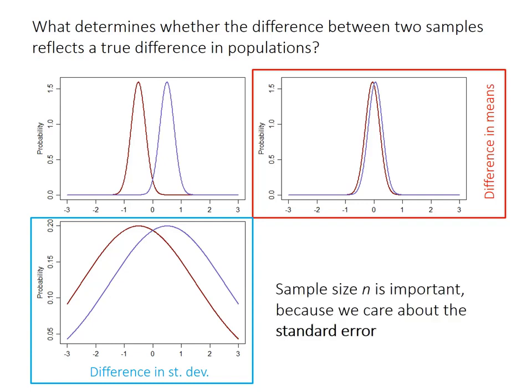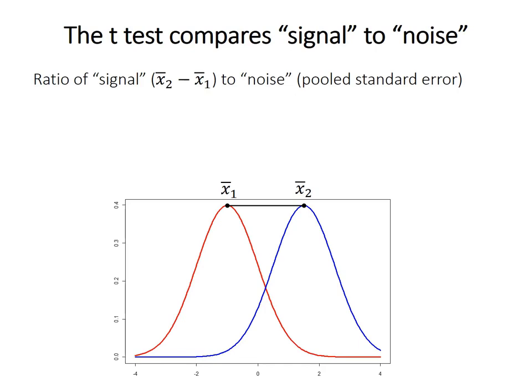In addition, the sample sizes are also important because we actually really care about the standard error, not the standard deviation. The standard error is a measure of the accuracy of the sample mean, how accurately it represents the population mean. So given that, it's probably not surprising that the t-test basically compares signal to noise. The signal is the difference between sample means. The greater the difference, the more likely it is that they came from different populations.